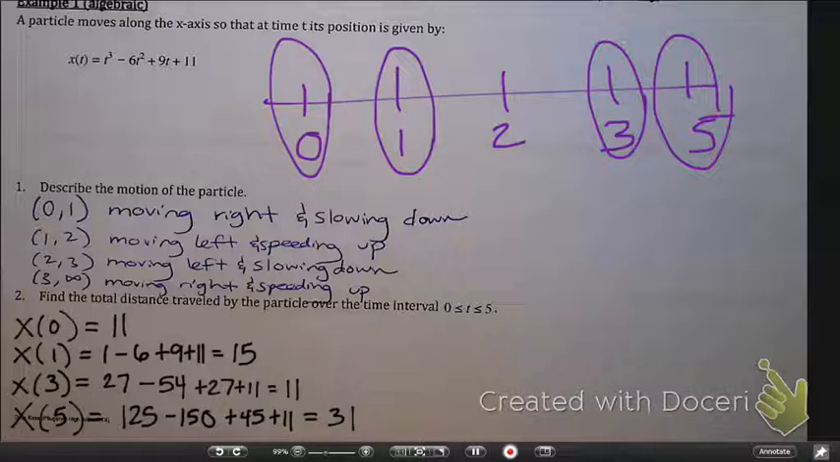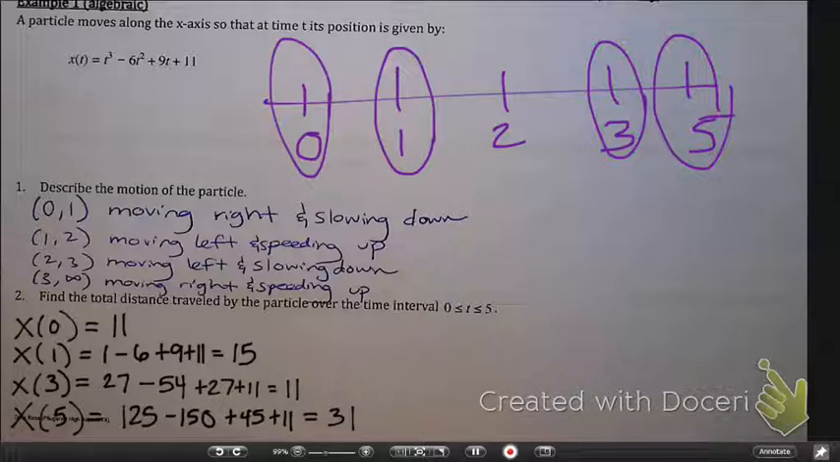All right, so here's what this means. At 0 seconds, I'm way over here on the number line at 11. In between 0 and 1 second, I managed to walk 4 more spaces in the positive direction. Now I'm at 15. In the span from 1 to 3, I walked back to 11. And then from 3 to 5 seconds, I walked forward again in the positive direction all the way to 31.